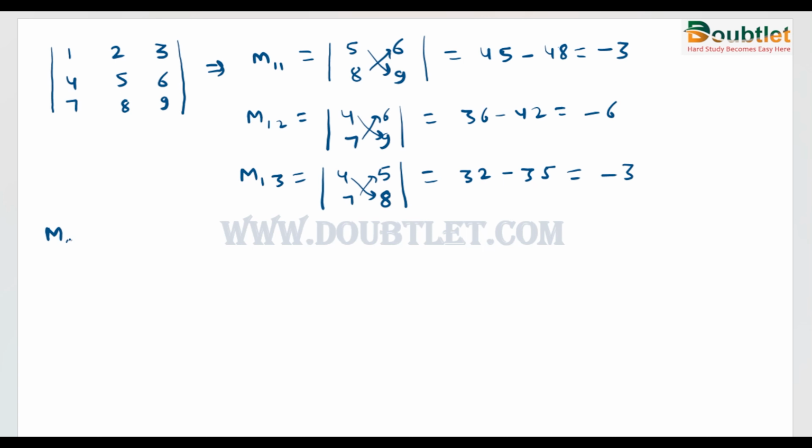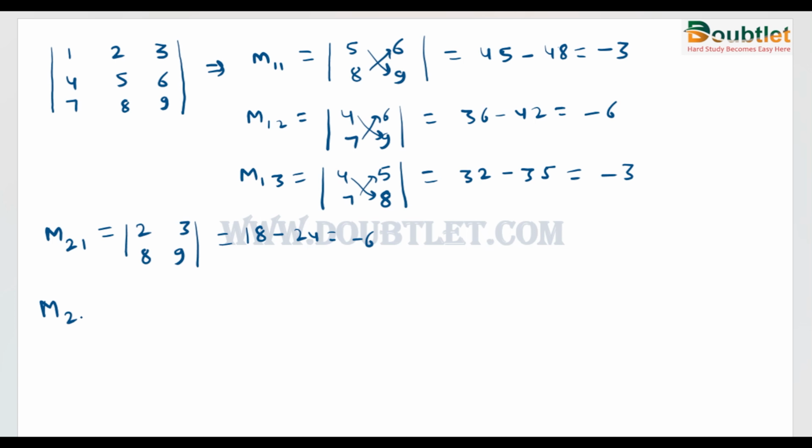Now we will find the minor of M21, meaning the second row and first column we will remove, and we have to find the determinant of the remaining matrix. So we will get it as 2, 3, this is 8, 9. Okay. So if we cross multiply, we will get the value of the determinant. So it is 18 minus 24. This will become minus 6.